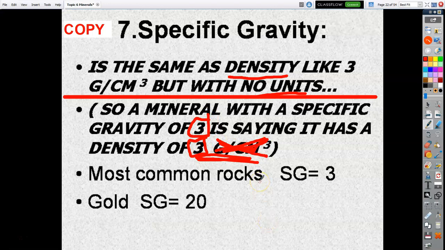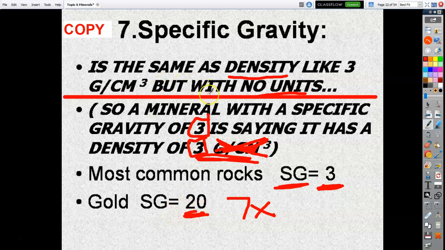Most of your rocks and minerals tend to have densities of around 3 grams per cubic centimeter, so their specific gravity is 3. With the exception of gold. Now, pure gold is very dense, 20 grams per cubic centimeter. So pure gold is about 7 times more dense than most of your common rocks and minerals on Earth. Extremely dense. So it has a specific gravity of 20.